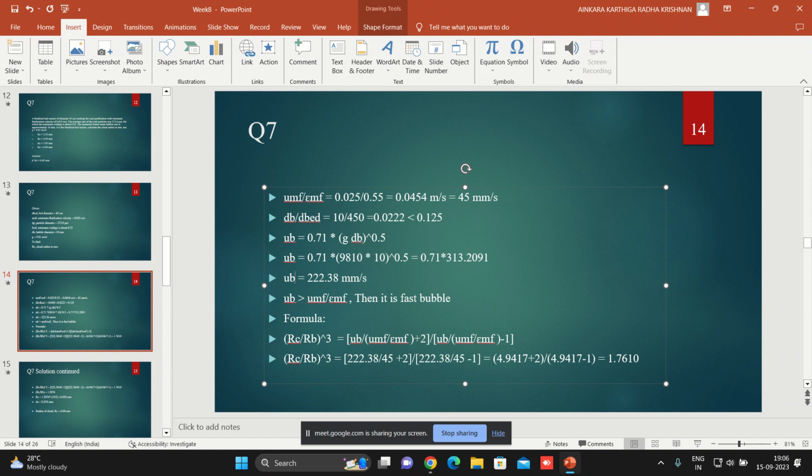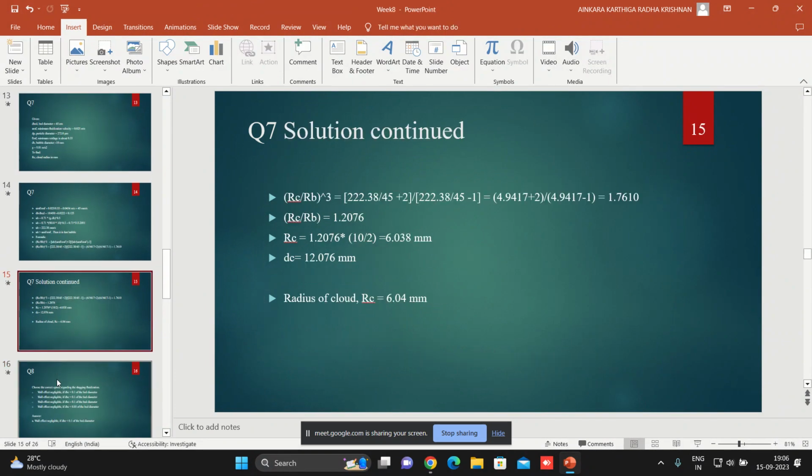Since UB is greater than UMF by epsilon MF, we have found it to be a fast bubble. So for the fast bubble, RC by RB cube is given by using this formula. So we have substituted all the known terms in this given formula, and for the further we have found RC by RB as this. So we know the RB as 5 mm. So substituting 5 mm in the final step gives RC, that is radius of cloud, as 6.04 mm. So this is the procedure. If you have any doubt, please ask, or we will move to next question.